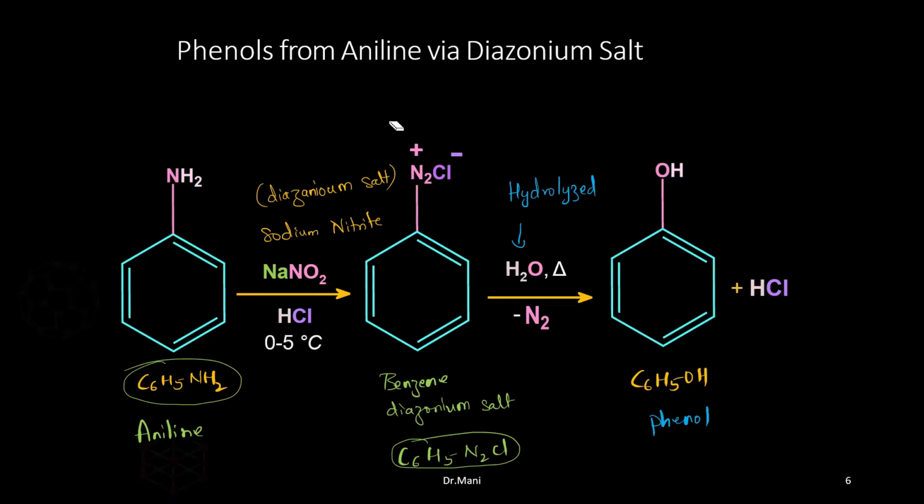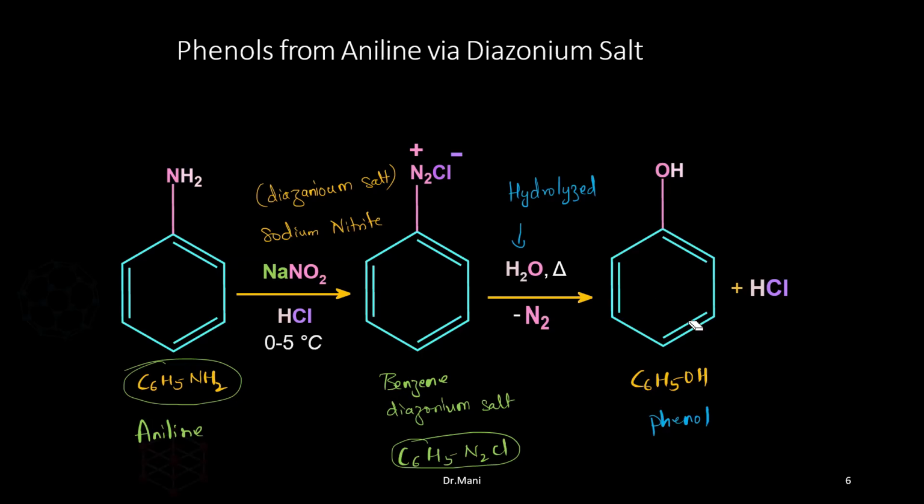Understood? First, we are taking the aniline, C6H5NH2, which is nothing but the benzene ring with an NH2 group. You treat it with NaNO2, which is sodium nitrite, at low temperature in presence of HCl. This gives the benzene diazonium salt. This is step one, the formation of the benzene diazonium salt. Once it is formed, you do the hydrolysis, finally getting the phenol.